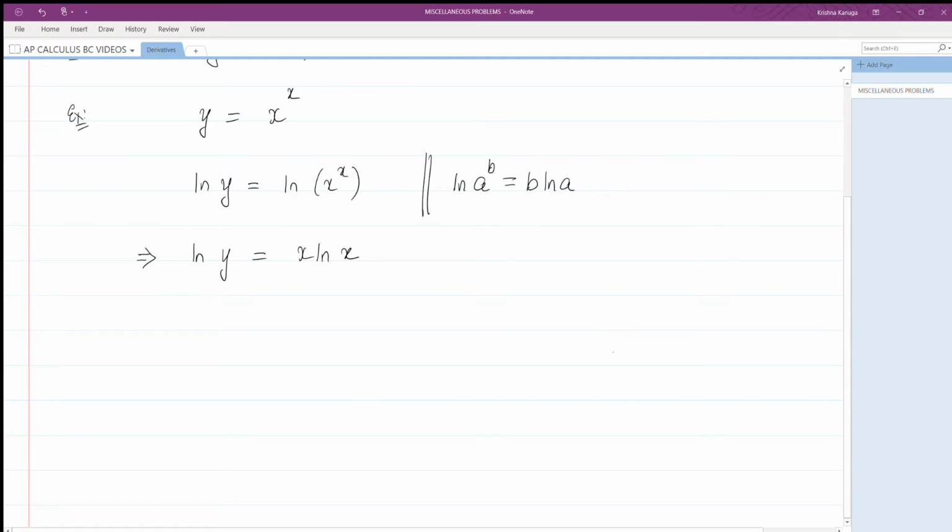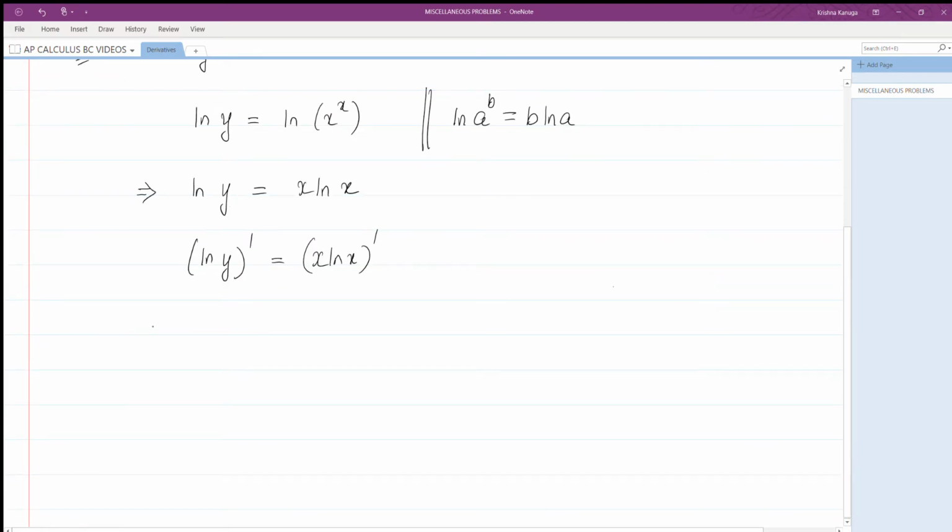Now what you need to keep in mind is that when you differentiate the left-hand term, which is this ln y term, you have to account for the fact that y itself is a function of x, which means you have to use the chain rule appropriately. So I'm just going to write this additional step, and so this implies the derivative of the left hand side, which is ln y, is 1 over y times y prime.